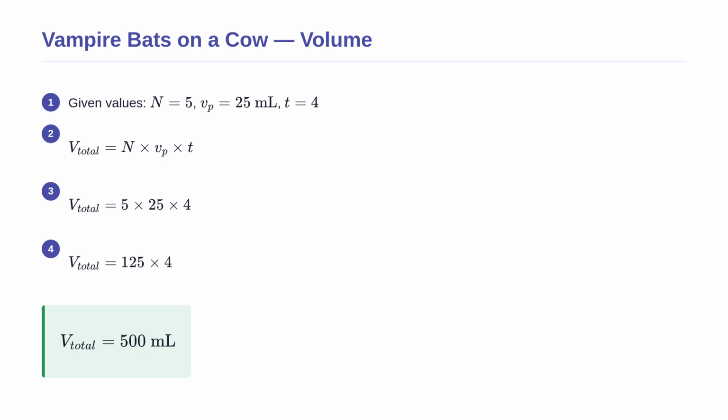We substitute 5 for the number of bats, 25 for the volume each bat eats, and 4 for the days. Multiplying 5 by 25 gives 125. Multiplying that by 4 gives us our final answer. The bats have collectively consumed exactly 500 milliliters of the cow's blood over the 4 days.